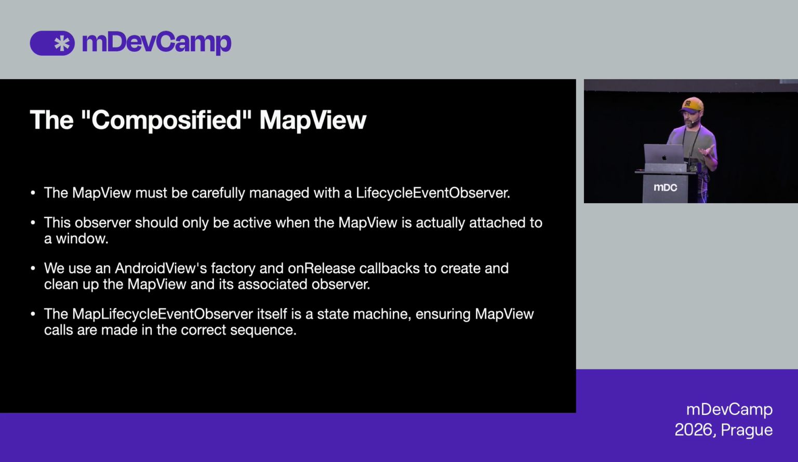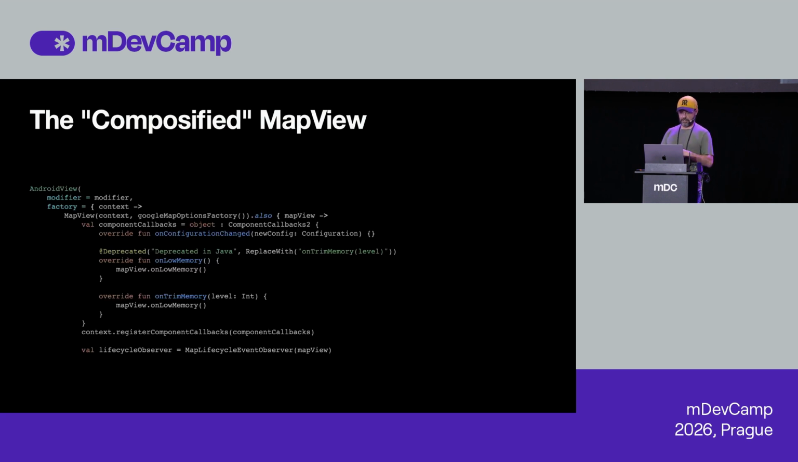So this lifecycle observer of the server is going to become a state machine to make sure that all the calls that the map view is doing are going to be done in the correct sequence. So yeah, a bit more code. This is actually the real code from Android Map Compose.